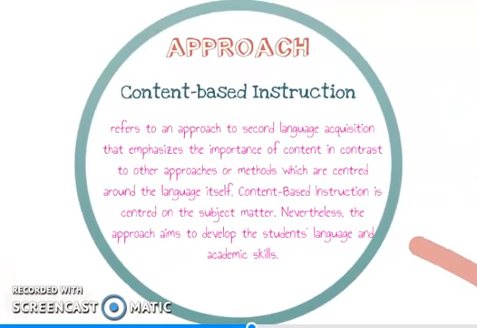Approach, this time content-based instruction, refers to an approach to second language acquisition that emphasizes the importance of content in contrast to other approaches or methods which are centered around the language itself. Content-based instruction is centered on the subject matter. Nevertheless, the approach aims to develop the student's language and academic skills.